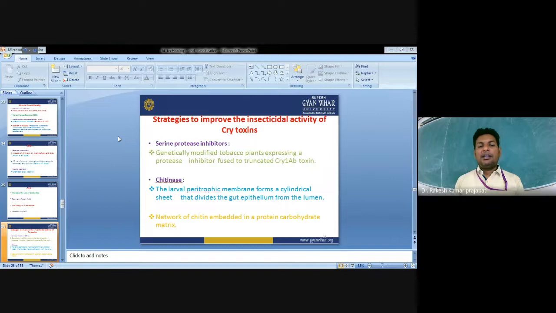Chitinase: the larval peritrophic membrane forms cylindrical sheets that divide the gut epithelium from the lumen. It is a network of chitin embedded in a protein-carbohydrate matrix.